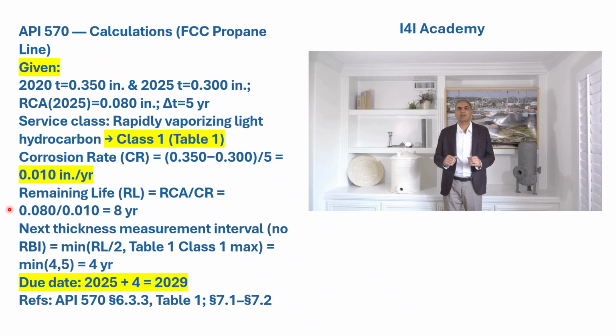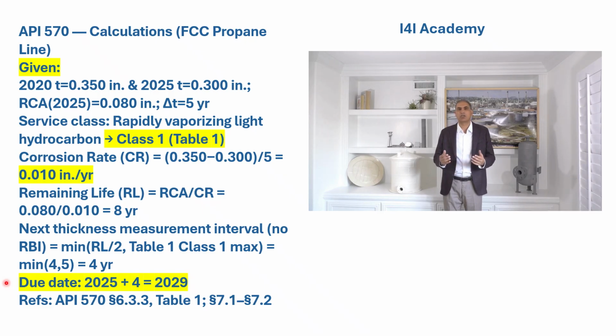With remaining life in hand, set the thickness measurement interval per code. The rule is the minimum of half the remaining life or the Table 1 maximum for the class. Half of 8 years is 4 years. The Class 1 table limit is 5 years. We must pick the lesser, which is 4 years. Therefore, the next required thickness measurement interval for this circuit is 4 years. Because our last reading was in 2025, the next UT thickness check is due in 2029.